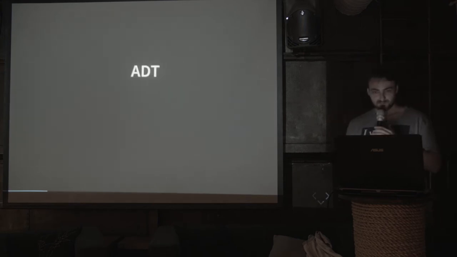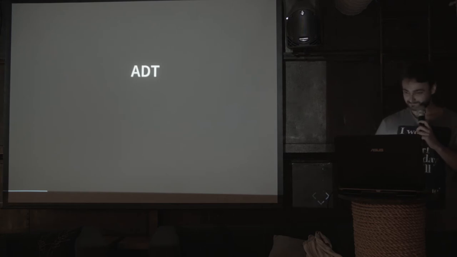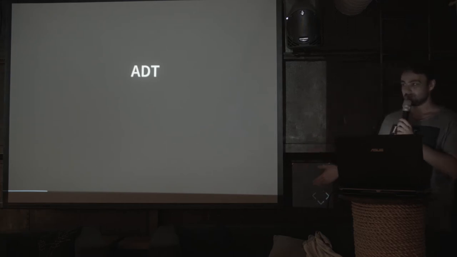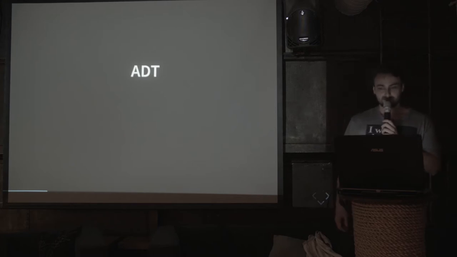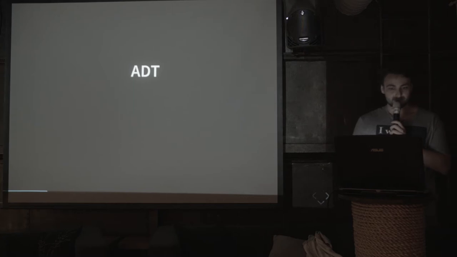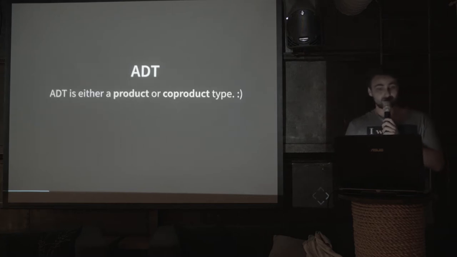Okay, next part is our ADTs. This is a very important concept. Basically, the idea is that when you have sets and we are doing some operations in mathematics, we usually want to be able to add them, or have some sort of intersection of sets, or have some Cartesian products. So ADTs are basically a translation of these ideas into types. We usually understand an ADT as either a product or coproduct type.